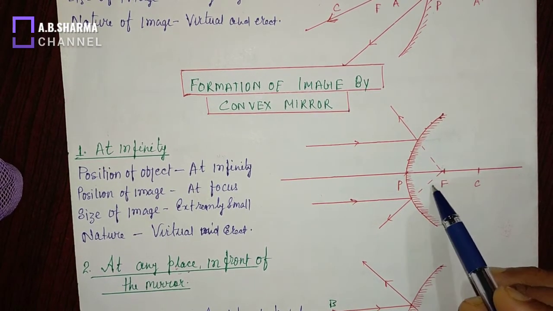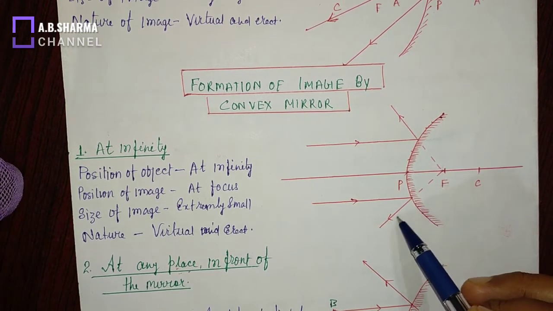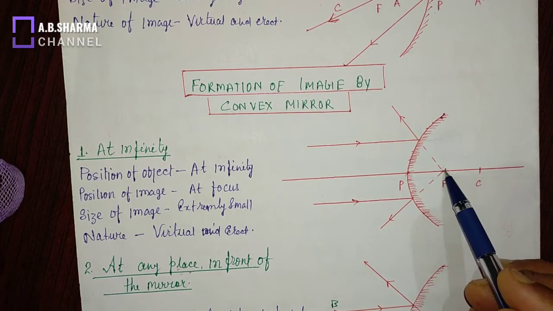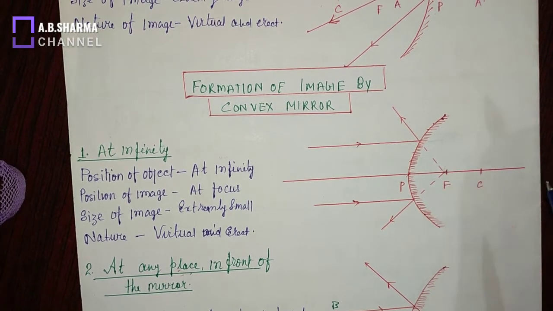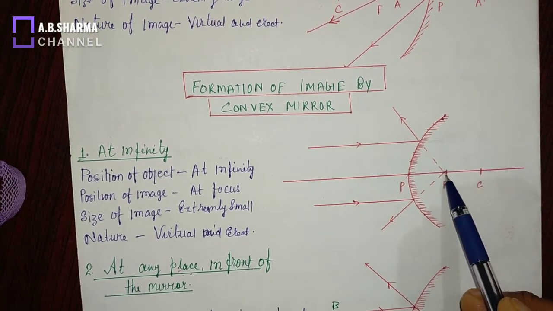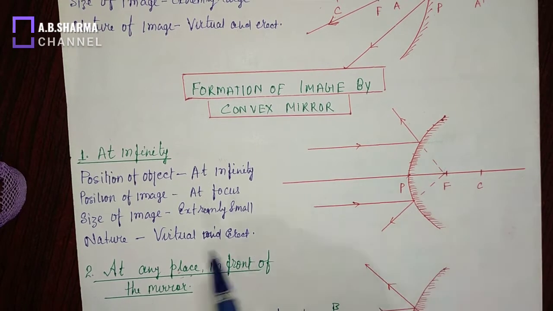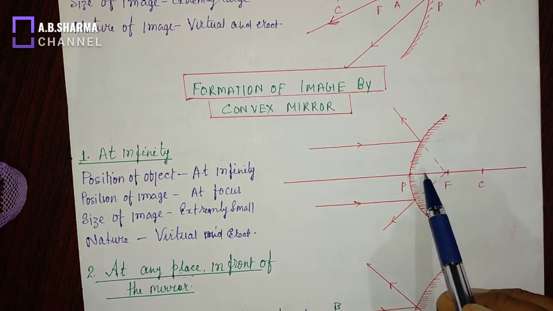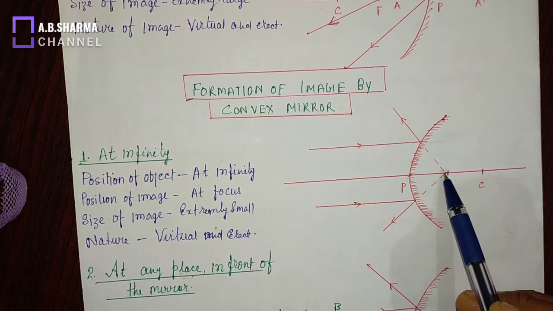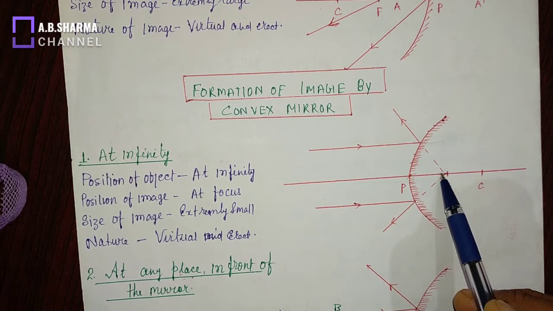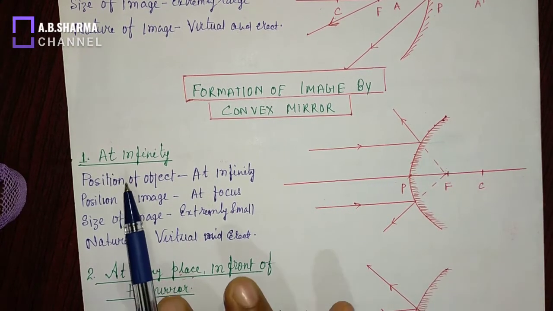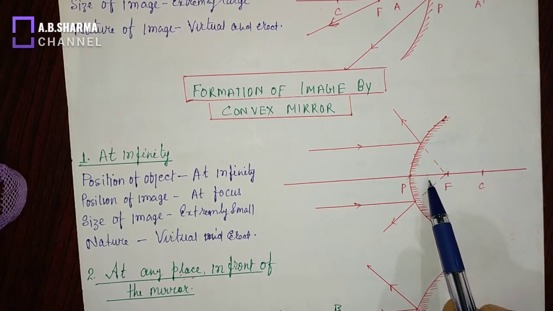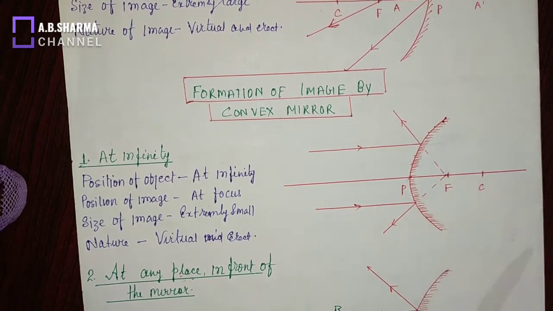This is the virtual image, means actual intersection is not taking place. So F is the position of image. Size of the image is very small, extremely small, and nature is virtual and erect. In case of convex mirror, always a virtual and erect image is formed, and when the object is at infinity, the image will be formed at focus. Either it is a convex lens, convex mirror, or concave mirror.